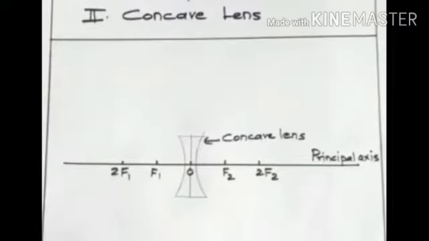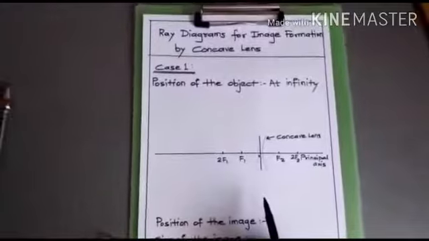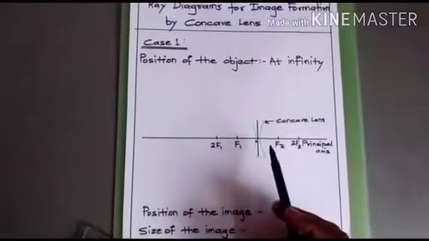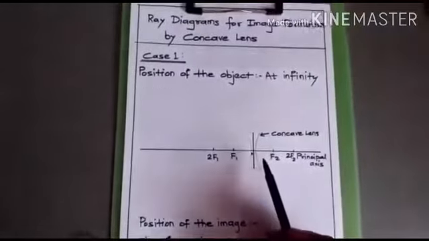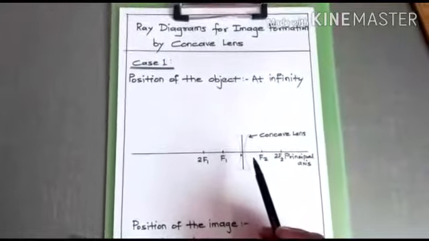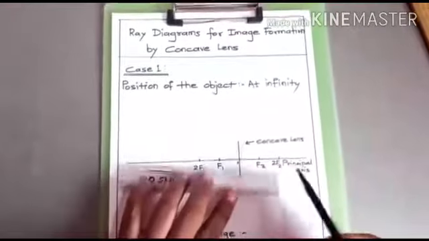These important basic steps are necessary for drawing the ray diagram of a concave lens. Case 1. Position of the object at infinity. As we have seen earlier in the case of convex lens, if the object is at infinity, incident rays are parallel to the principal axis.